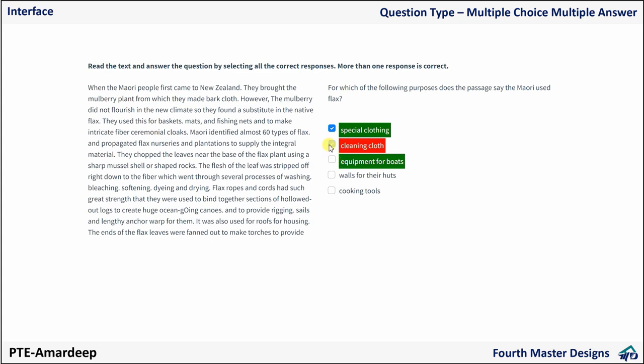So what I suggest to my students, they can easily find one correct answer. It can be special clothing, it can be, let's say, equipment for boards. Now if you are sure about the second, then only go for it. Okay, why? Just to get one extra mark, you may end up scoring 0. So it's better to get at least 1 here instead of 0.